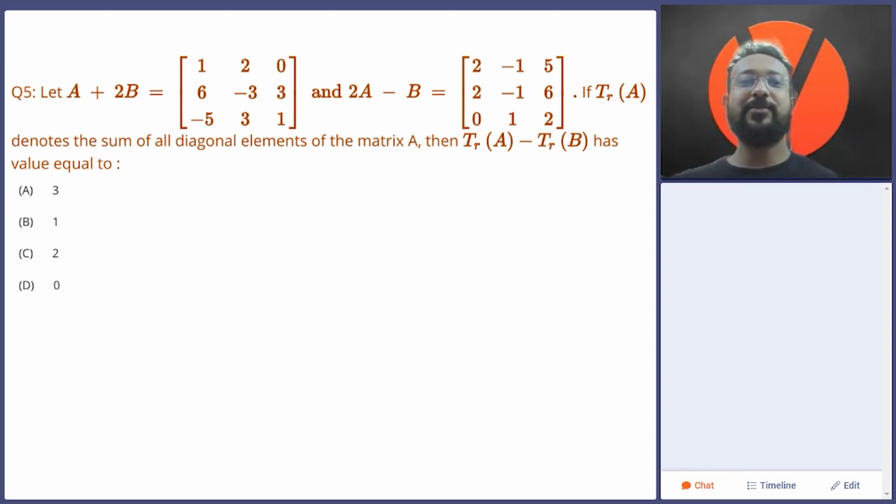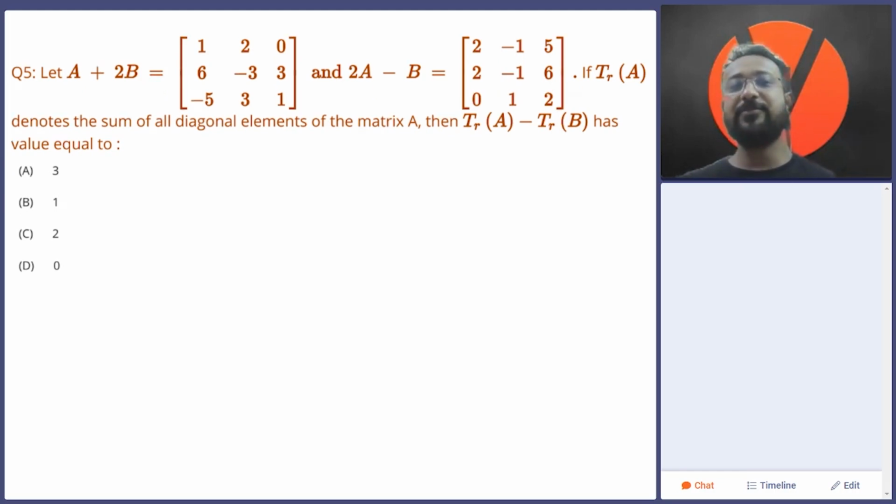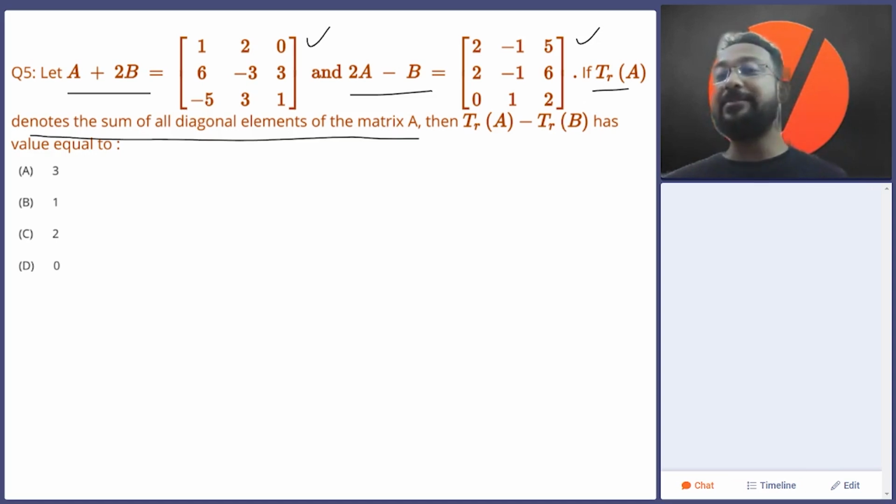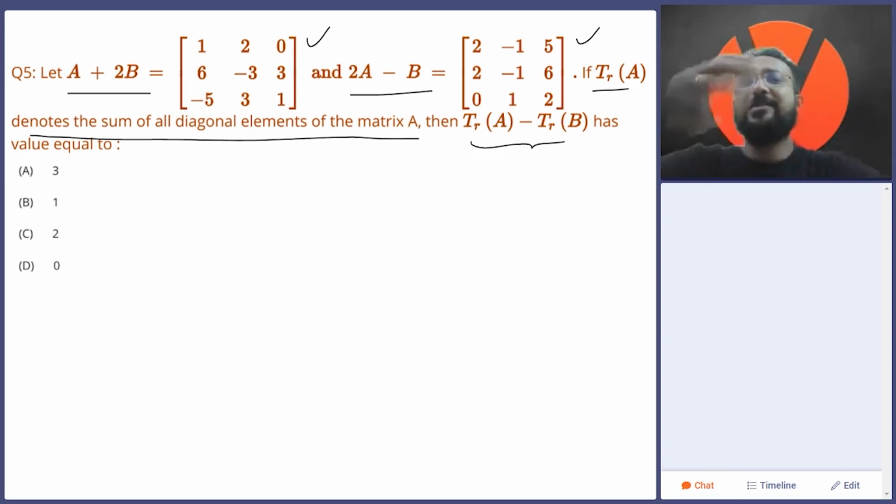So next question, we have a very beautiful, very simple question from matrices. They're saying A plus 2B is this matrix and 2A minus B is this matrix. Then TrA is the trace of matrix A, which denotes the sum of all diagonal elements of the matrix. Then what is the difference of trace of A and trace of B? If we can find A and B separately, then trace of A and trace of B is very simple. Just add the diagonal elements.